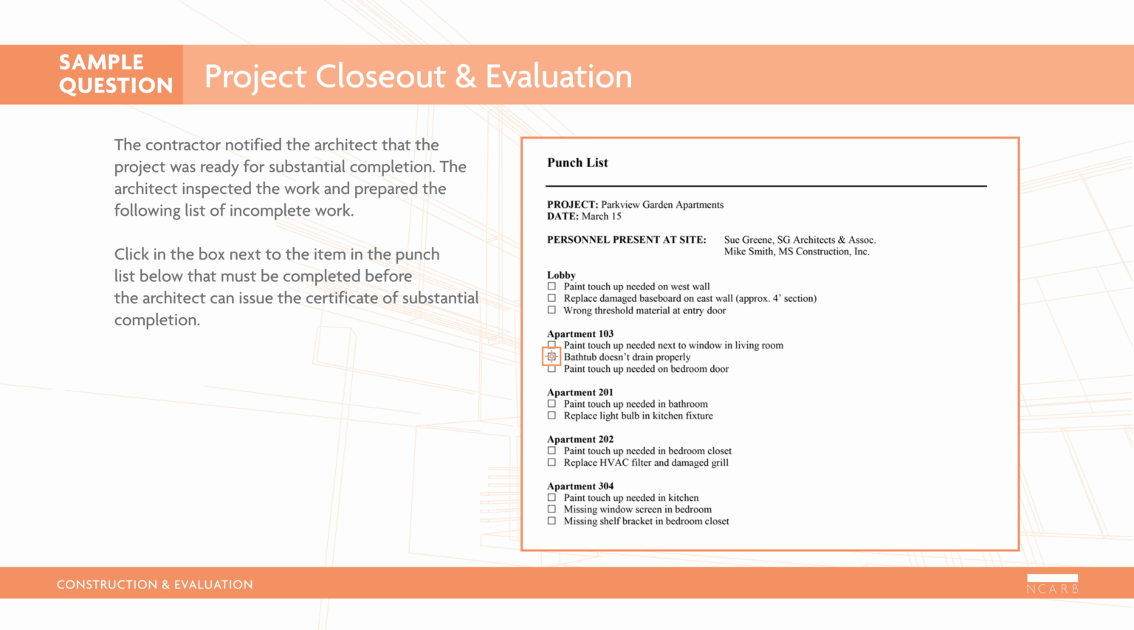Here is the correct response. According to the Project Resource Manual, CSI Manual of Practice, reaching substantial completion does not mean all the work is completed. However, any remaining work must not prevent the owner's use of the building. The only item on this punch list that prevents full use of the building is the bathtub that doesn't drain properly. This AE level item requires you to evaluate a typical construction procedure and determine the required outcome.